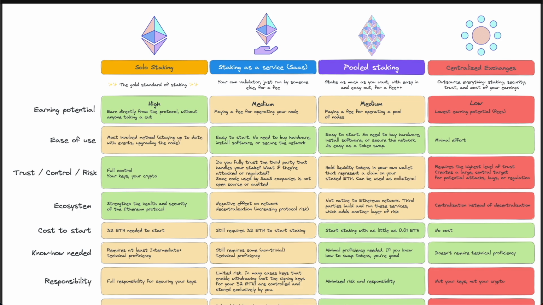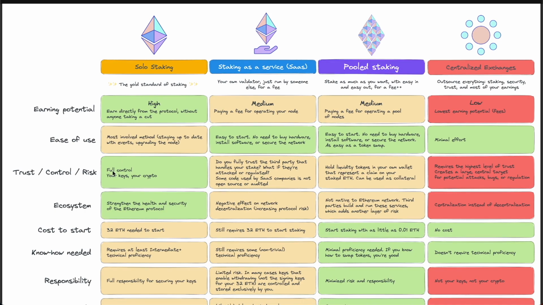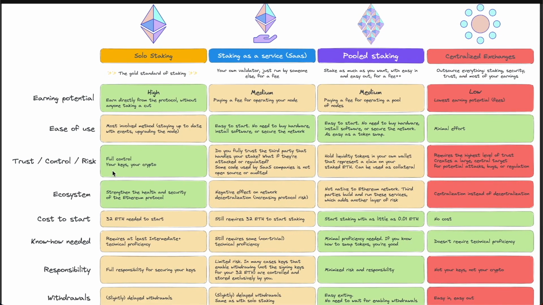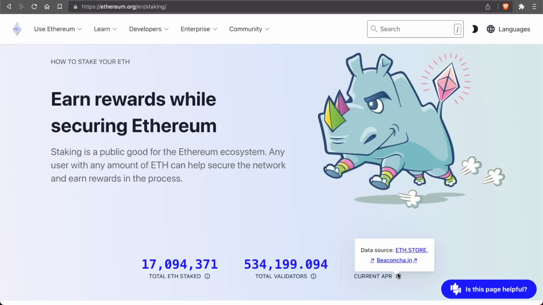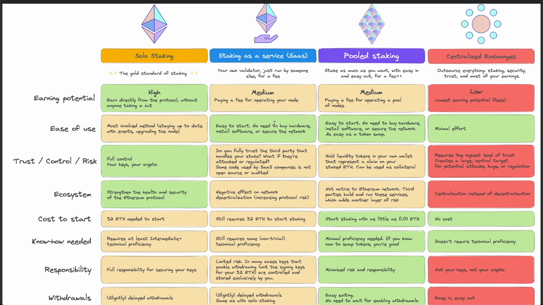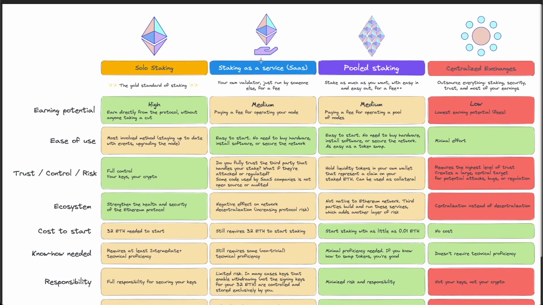Now let's have a look at the pros and cons for each option. Starting with the earning potential, the highest earning potential is with solo staking. You earn directly from the protocol, you don't have anyone taking a cut, you earn on 100% of your staking rewards. And currently it's about 5.1% per year. With staking as a service, pooled staking, and centralized exchanges, you pay a fee to either a third party who is running your node or a liquidity staking owner or the centralized exchange. But all of these options are lower than the earning potential of solo staking.